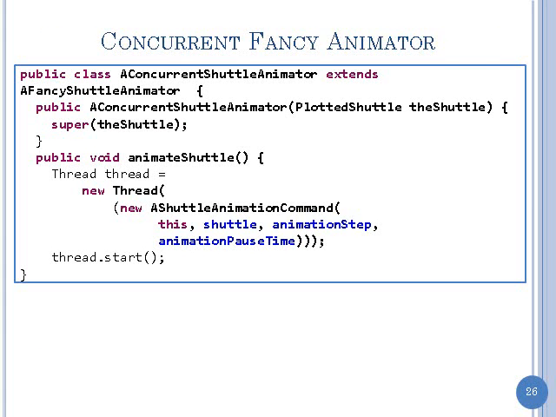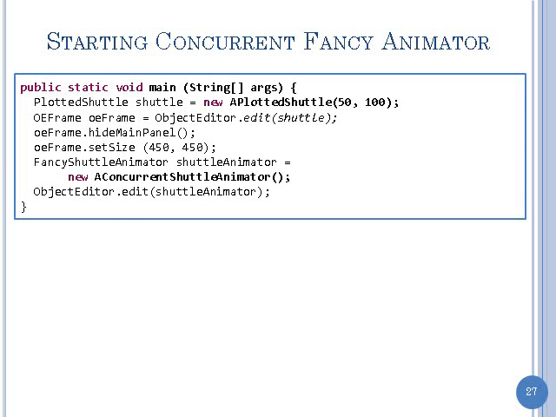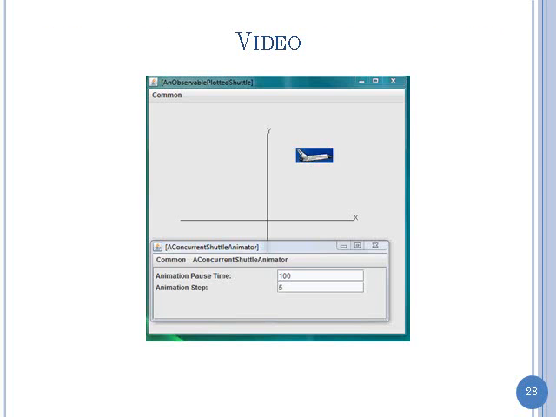So what we wanted is happening, and of course you guys know how to do these things. My animate shuttle method is going to create a thread and start it, and again I think I need to correct this. I guess this is correct. I use the concurrent shuttle animator rather than my serial shuttle animator.